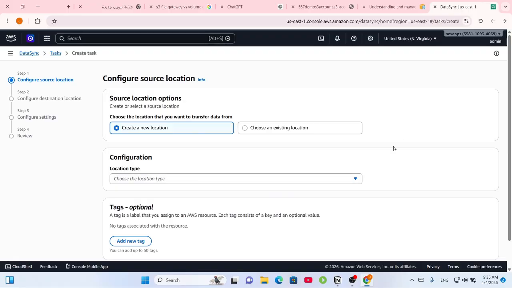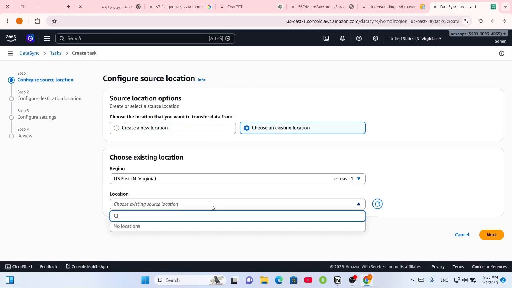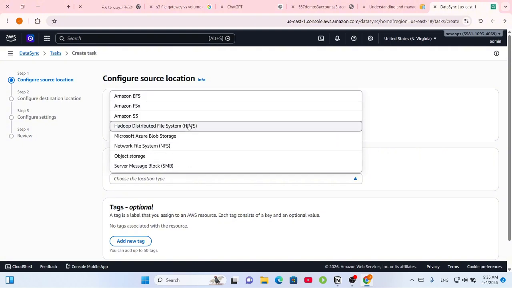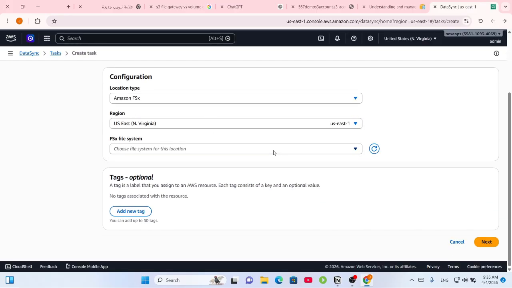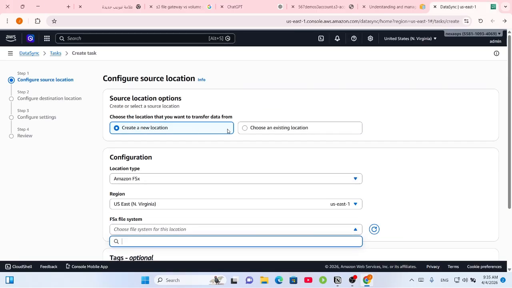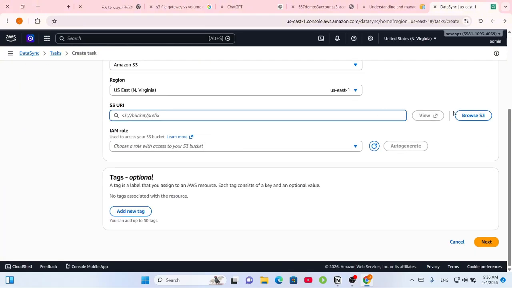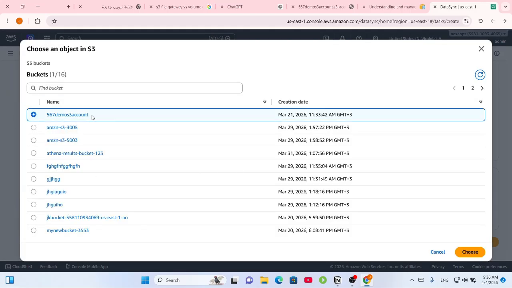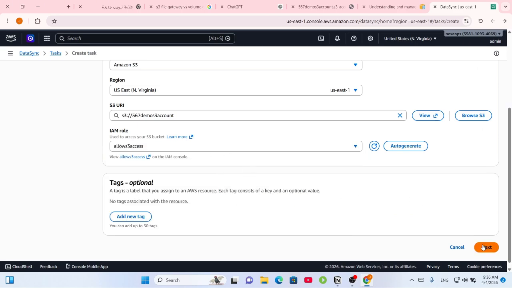It's actually the same, okay. We can transfer also from our... Let's say I want to transfer actually from FSx, right? File system, choose file system in this location. Okay, no, we don't have that one. So let's choose S3. Okay, I will check my S3 buckets. This is what I want to transfer, from this account. Okay, I'm going to choose this one. Allow S3 access. Okay, fine. Next.